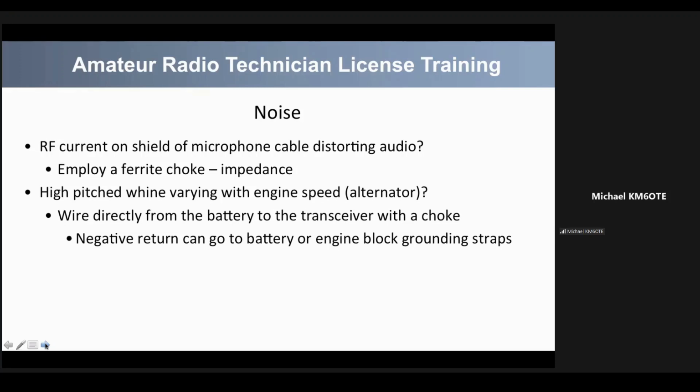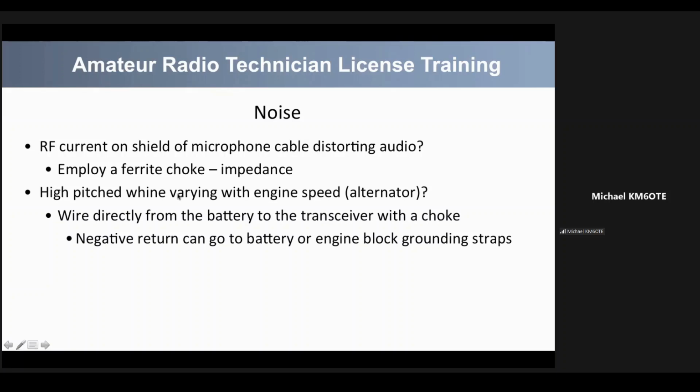RF current on the shield of a microphone cable distorting audio. Okay, so sometimes you're getting distortion or noise and you don't know where it's coming from. There's a thing called a ferrite choke. It's a little ring that's made out of powdered iron, and you can put that on various cables, including your audio cable.